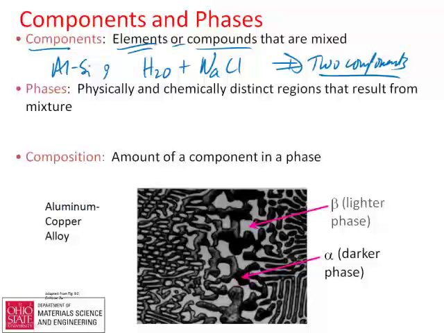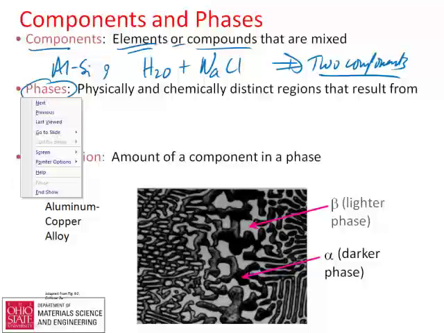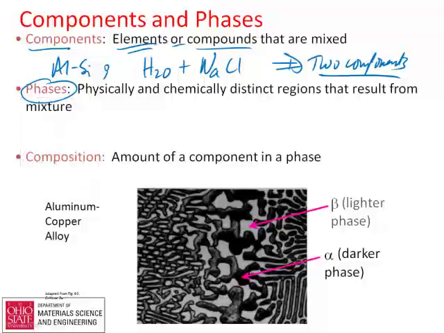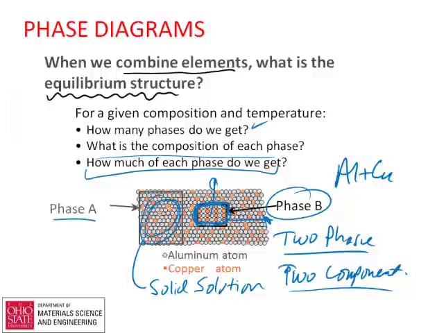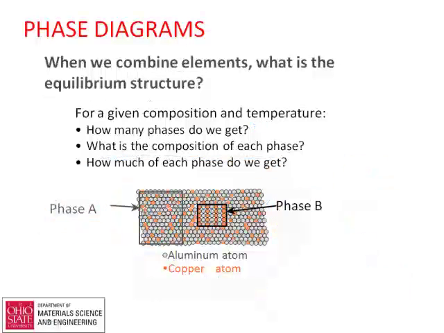Okay, the next definition is phases. Phases are physically and chemically distinct regions that result from mixture. And going back to the last thing, you see these are different phases we're talking about. These are distinct regions. This is a disordered solid solution. That's the ordered region. Those are phases because they're physically distinct from one another.